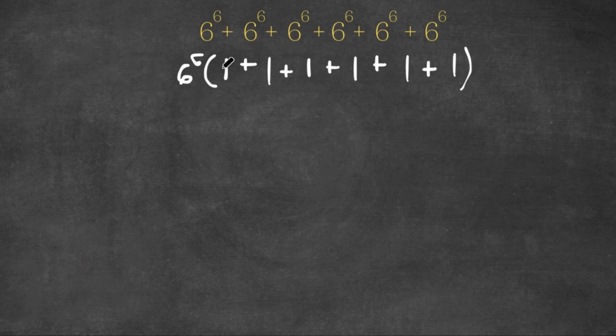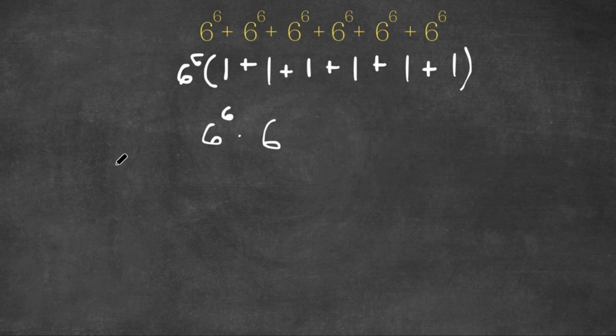So now we have 6 to the power of 6 times 1 plus 1 plus 1 plus 1 plus 1 plus 1. Now let's simplify what's in the parentheses. The sum of all these ones is 6. So now we have 6 to the power of 6 times 6.